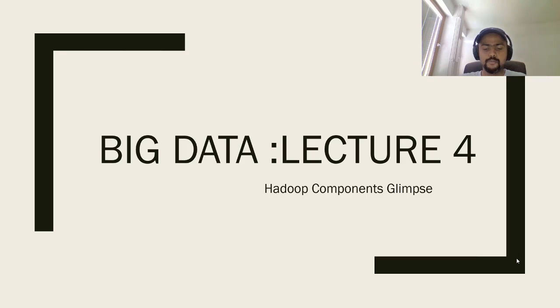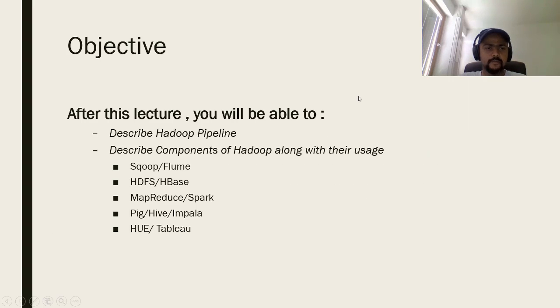When we talk about the Hadoop ecosystem, there are a lot of components which come under the umbrella of Hadoop, and we will cover a few of them today. We'll describe how the big data or data processing pipeline looks like in general. We will look at some of the most popular components of Hadoop, like Sqoop, Flume, HDFS, HBase, MapReduce, Pig, Tableau, Hue, to name a few. So let's get started.